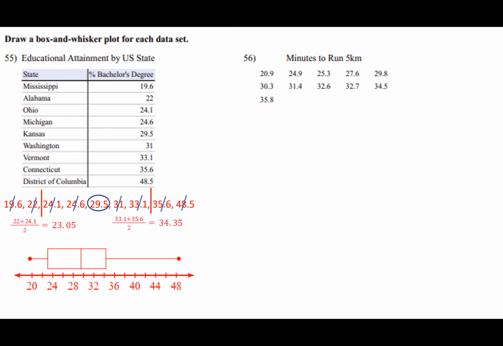Now in the center, my lower quartile, 23.05, notice I represented as a line. The median, 29.5, I also represent as a line. And then the upper quartile, 34.35, I represent as a line. So my lower quartile, my median, and my upper quartile, all three of them, I represent as a line. Then I close them out as a box. And that's it. It looks like a box in the center with whiskers on the side.